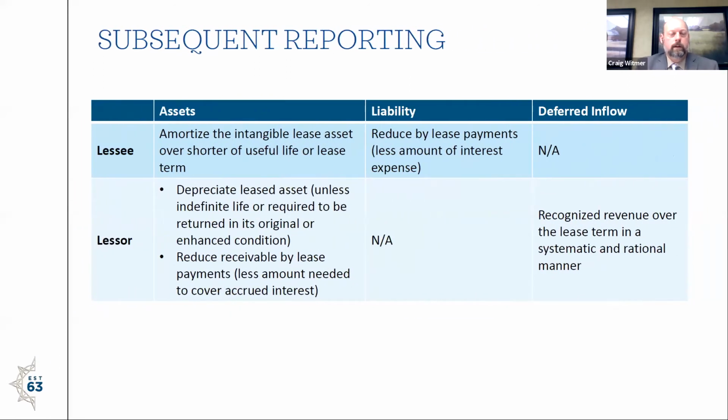So how about in subsequent years after the inception of the lease? For the lessee, if you think about your fund level, you have your operating rent expense as the initial payment. At the government-wide level, or the full accrual level, you really have two components to the expense. You have the amortization of the intangible lease asset, and then you have the liability itself that's going to be reduced as payments are made on that lease. You've got a reduction of the principal, and then you have interest expense.